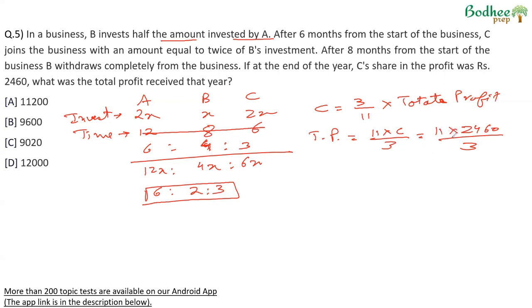Now, if I look at the options, I realize that the answer has to be a multiple of 11. This number is not a multiple of 11, neither is this, neither is this. Only this number seems to be a multiple of 11. So ideally that should be my answer. Anyways, 8 3s are 24. 820 multiplied by 11 is 9020. Therefore, the total profit for the year is 9020, which is option C.